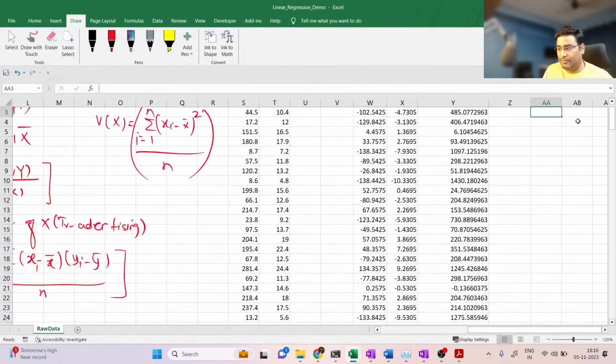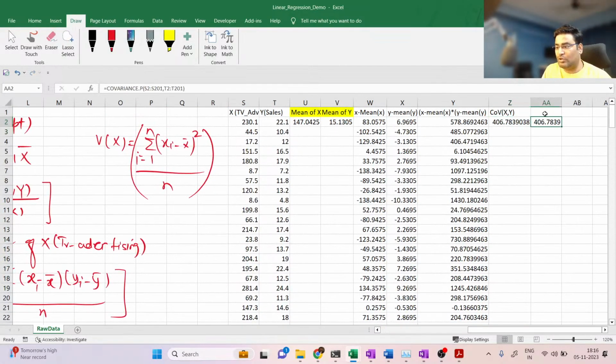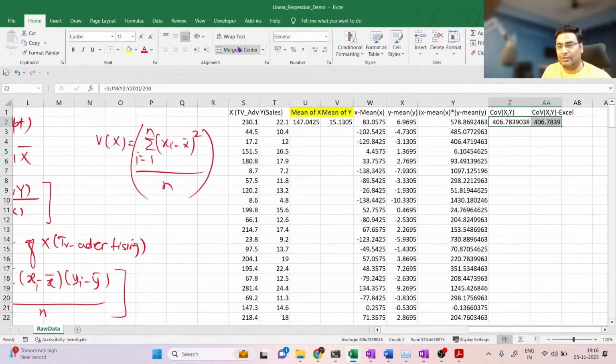See? Are we close or not, guys? This is covariance from the Excel formula. You can code this in Python as well from Excel, right? Are we matching? Yes. To the decimal places, we are good.